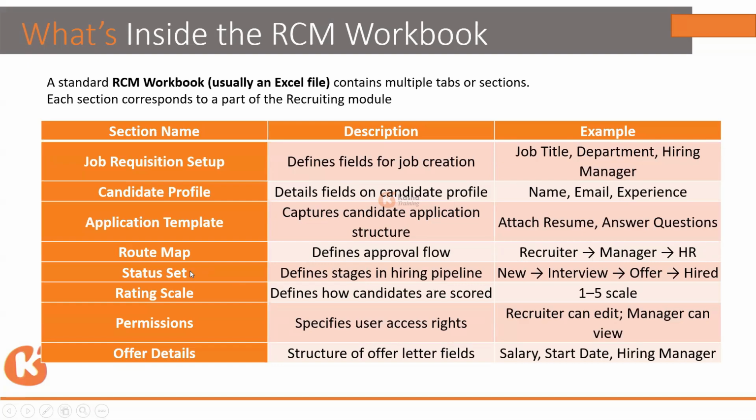Then you have a status set. A status set is nothing, it's just what we've already seen, like new, interview, offer, hired, right? So what all the status set is coming. The rating scale, how you want to do the rating scale. Permission, who will have the permission to access. Recruiter can do certain things, manager can view certain things, right? So you can define who will be editing and who will be viewing that. Then similarly, you have offer detail, like salary, start date, hiring manager. So that also you specify in the workbook, what all detail it will capture in your offer.